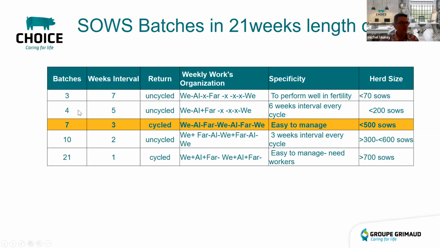We can manage in 4 batches with a 5 weeks interval, and if you multiply both, you get 20. So that means I have 20 weeks. It's right. But by the way, the specificity of this management is to have a 6 weeks interval every cycle to achieve 21 weeks in length. The returns are also in cycle, and the weekly work organization will be the following: a week for weaning, then the week later we have AI and farrowing, then 3 weeks without any specific task.